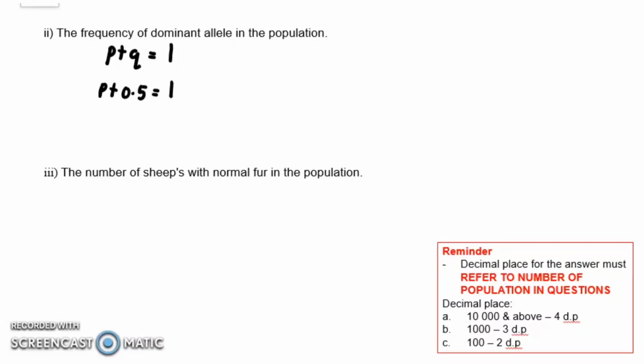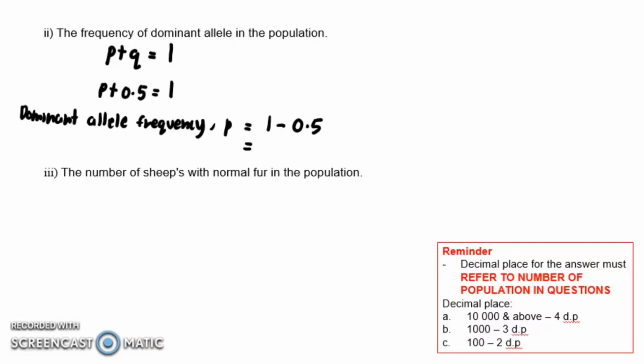So to get the dominant allele frequency, you must write this too, dominant allele frequency. Then P equals 1 minus 0.5. So you will get the value of dominant allele frequency is also 0.5.